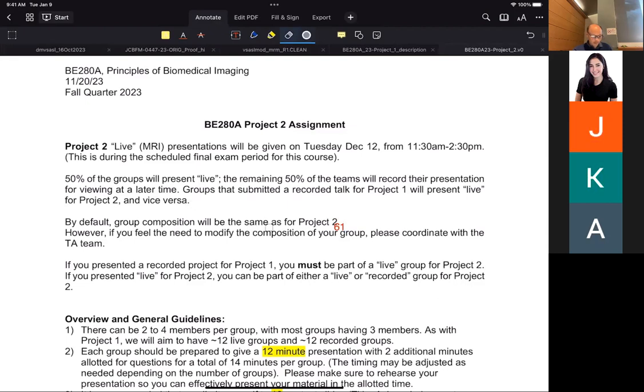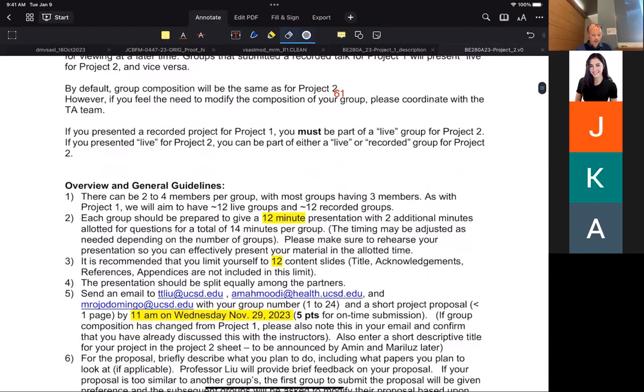If you feel like you need to change groups, please coordinate that with either me or the TA. Better, send an email to me, Amin and Mary Luz, so that everyone's in the loop. If you presented a recorded project for Project 1, you must be part of a live group for Project 2. Even if you switch groups, you can't use switching groups to get out of a live project, okay? Which I'm sure nobody wants to do, but just in case. And if you did present live for Project 1, then you can be part of a live or recorded group for Project 2. So we give you that option. Some people really like to be live twice, okay?